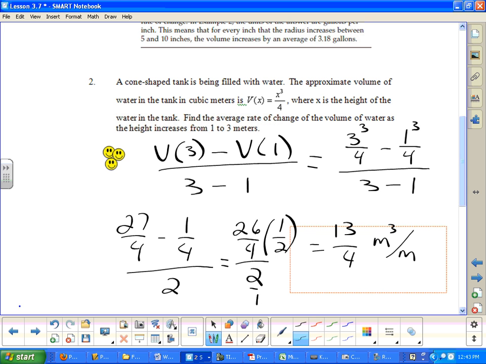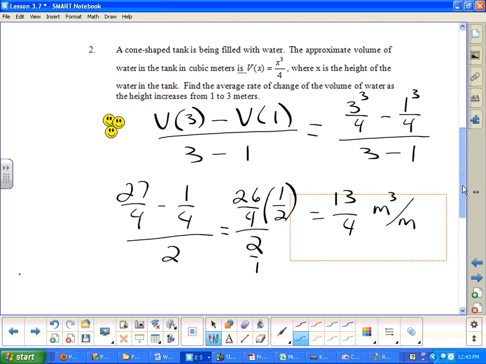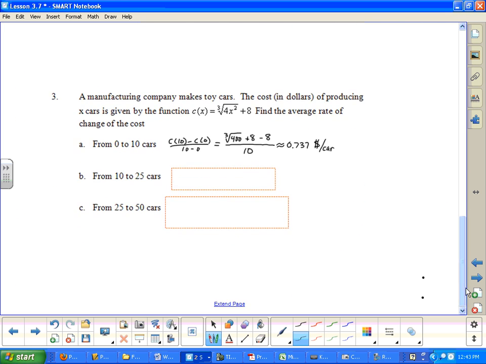But what I'm saying is you could put those in your calculator too. You don't have to, but you could.